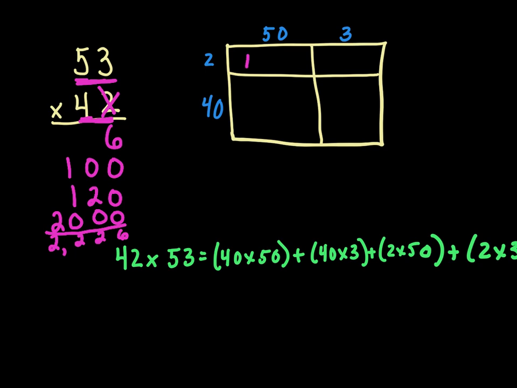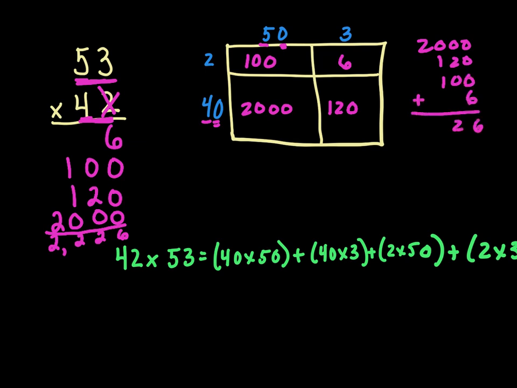2 times 5 is 10, but bring your zeros. That's 100. 2 times 3 is 6. Now we go to 40 times 50. 4 times 5 is 20 with the 2 extra zeros, so we get 2,000. 4 times 3 is 12, add on your 0. So if we add them up, we should get, all right, partial product, 6, 2, 2, 2, and look at that, we have a match.